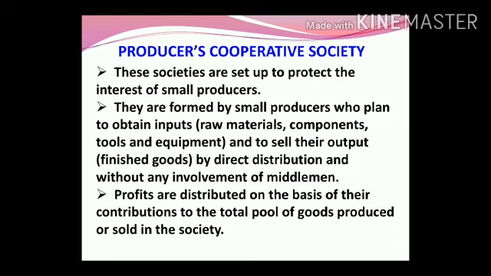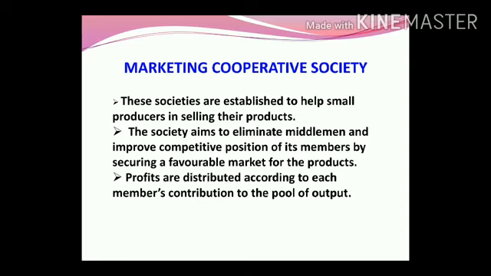Another form of cooperative society is Marketing Cooperative Society. Marketing cooperative societies are established to help small producers in selling their products. The society aims to eliminate middlemen and improve competitive position of its members by securing a favorable market for the products. And the profits earned by the society are distributed according to each member's contribution to the pool of output. So these are the main features of Marketing Cooperative Society.